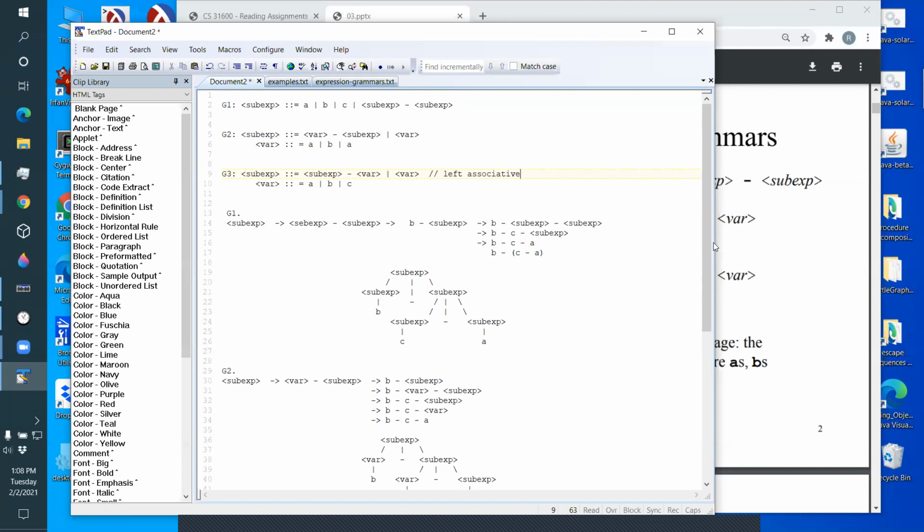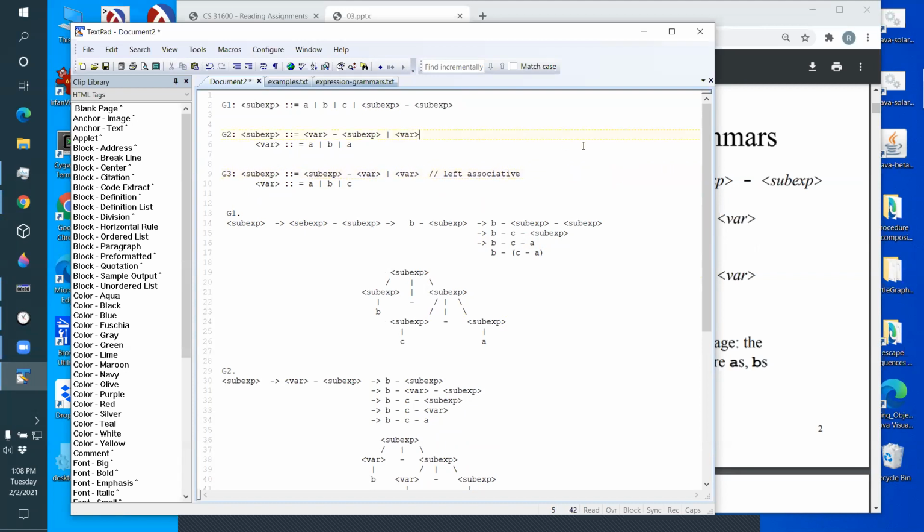It's going to force you to group on the left, even if you wrote with no parentheses. Yeah, if you have something like A minus B minus C, this grammar is going to group it on the left. It's going to force these two to be grouped together. Okay?